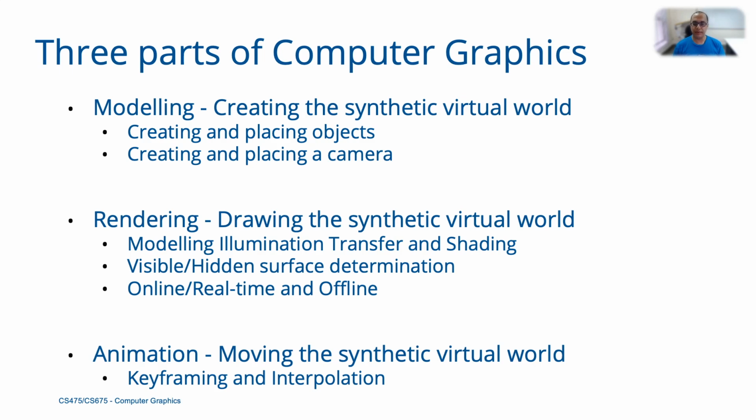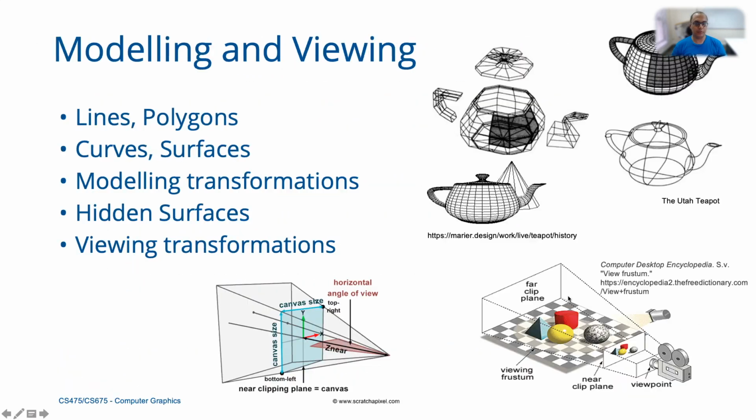Then we have rendering, where we actually take a picture using the camera that we set up, and we figure out how lighting happens in our virtual world because we need it for creating this picture. And the third one is animation, where we figure out how the various objects that make up our virtual world move around, and we create the animation out of these. So let us look at these in a little bit more detail.